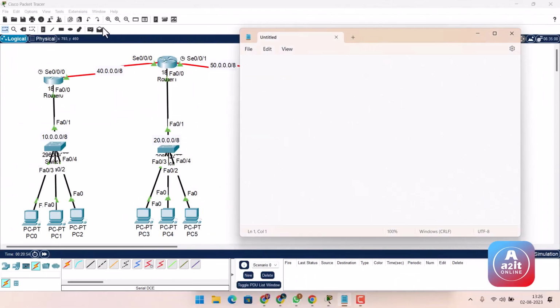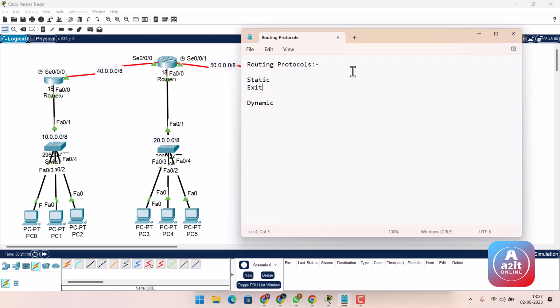So today we are going to talk about static routing protocol. Basically, in routing protocols, we have two types. First is static and second is dynamic. In static routing, we have two protocols that we can use to connect different networks together. First is exit interface and second is next hop.